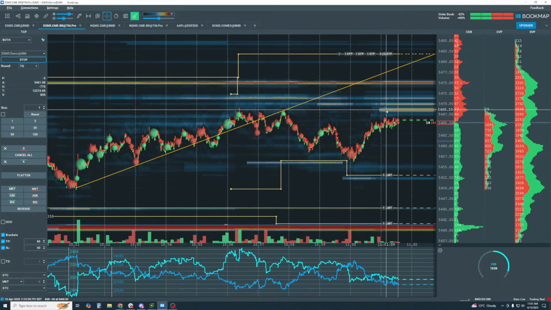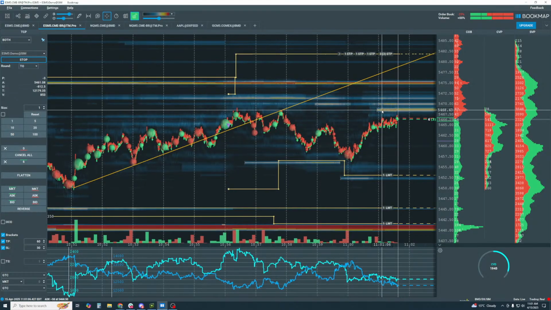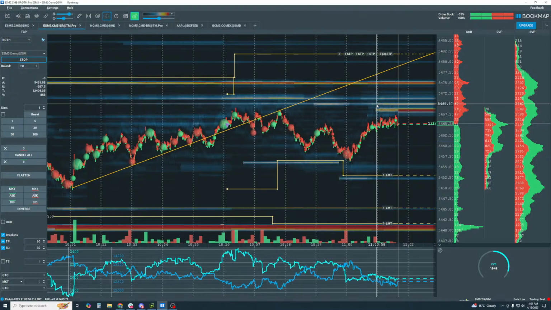Okay, now this is getting interesting. Selling the passive sellers a little bit lower here at 68 in front of 70.